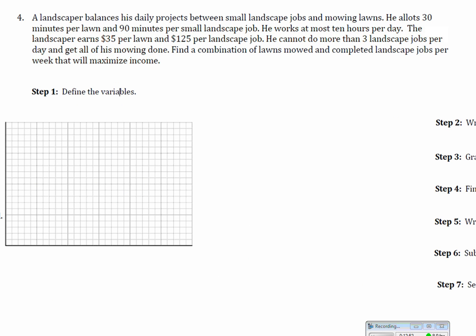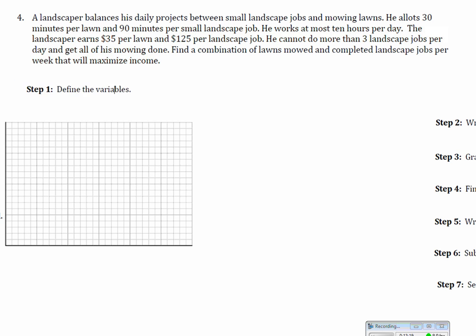So take a look at this one here. The landscaper balances his daily projects between small landscape jobs and mowing lawns. He allots 30 minutes per lawn, 90 minutes per small landscape job. He works at most 10 hours a day. The landscaper earns 35 per lawn, 125 per landscape job. He cannot do more than 3 landscape jobs per day and get all the mowing done. Find the combination that maximizes his income.